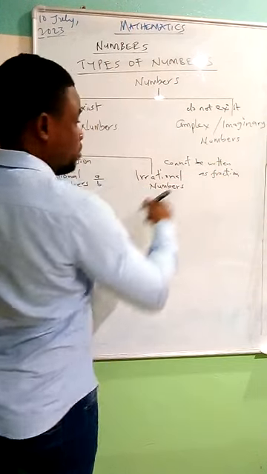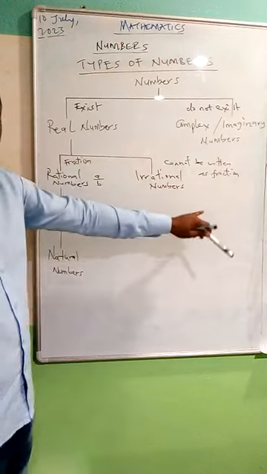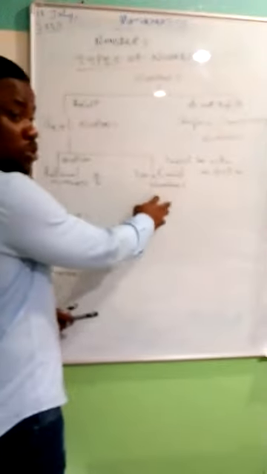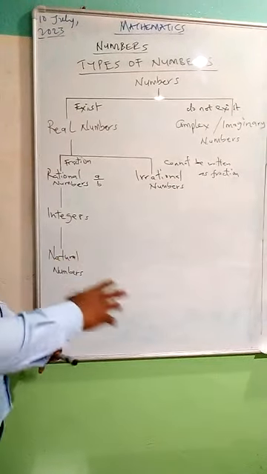I mean common fraction now, because we have different types of fractions. Common fraction is what I'm talking about here, right? If you cannot write it as a whole number over another whole number, we call it irrational numbers. I'll explain all this in detail with time, right?